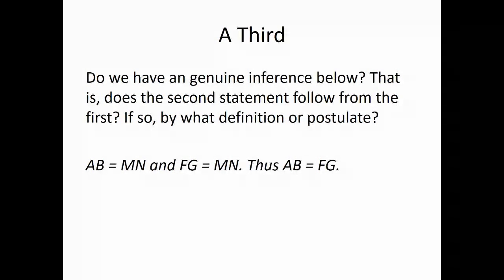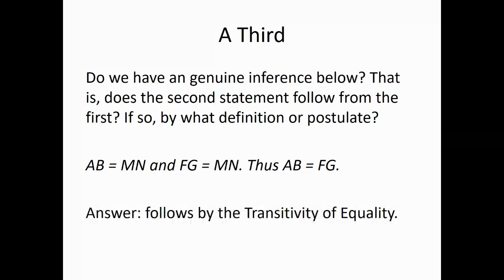All right, so here's our third example. The first statement is this: AB is equal to MN, and FG is equal to MN. The second statement is AB equal to FG. Do we have a genuine inference? That is, does the second statement follow from the first? And the answer in this case is yes. This is simply the transitivity of equality. If we have two quantities, that is AB and FG, both equal to the same third quantity, that is MN, then it follows that the first two, AB and FG, are equal to one another. So yes, it follows by the transitivity of equality.